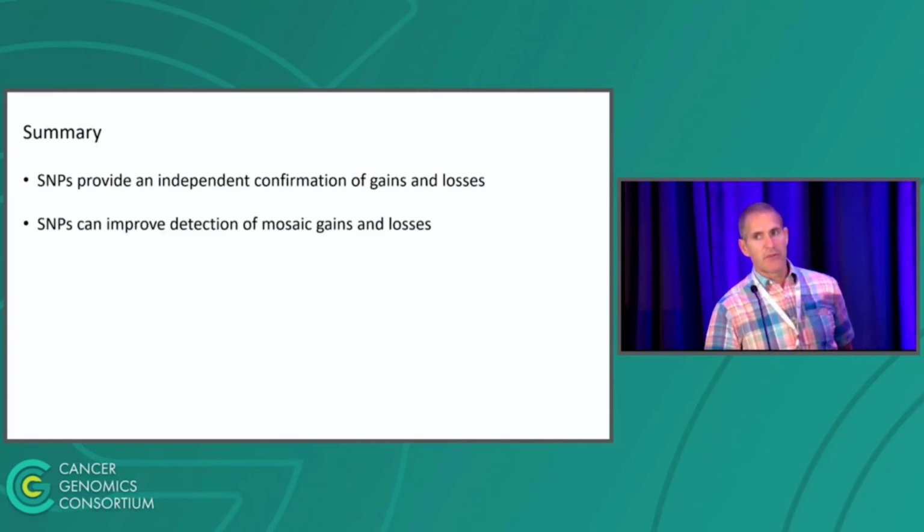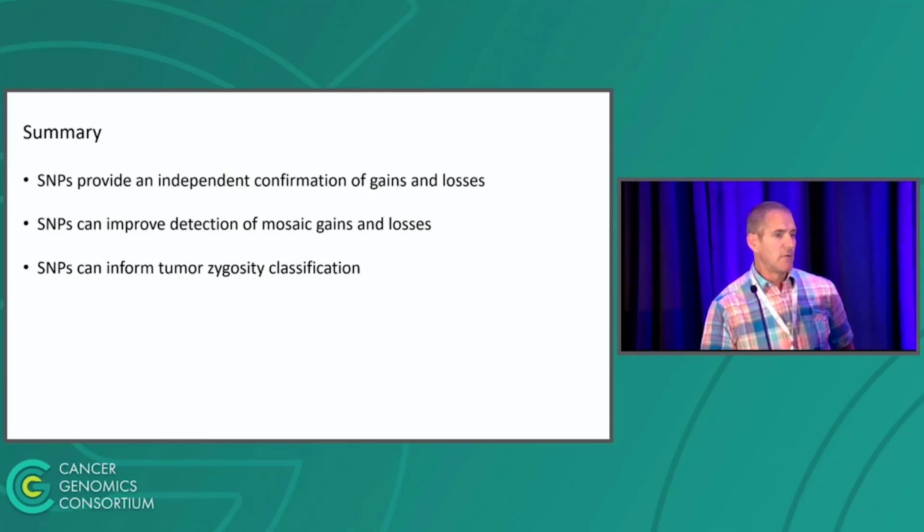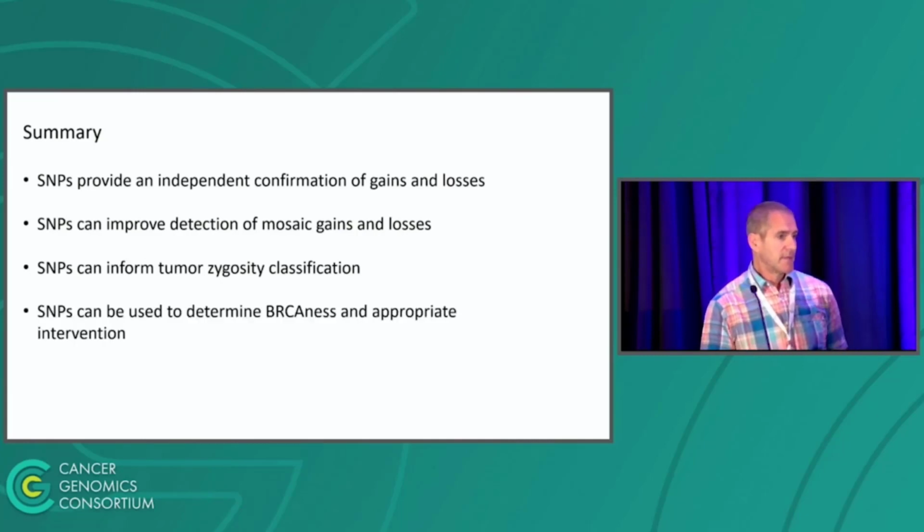And the SNPs obviously have been massively helpful in our lab in detecting mosaic gains and losses. We've used them very frequently so that we don't have to go back and fish a tumor. Instead, the SNPs allow us to determine the zygosity of that tumor, in fact probably better than a set of FISH probes would, especially on paraffins.